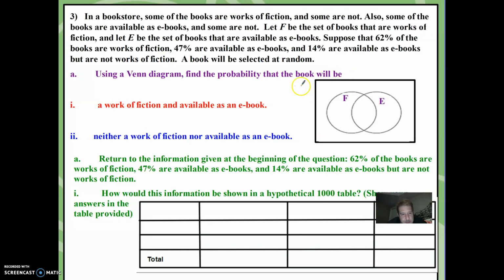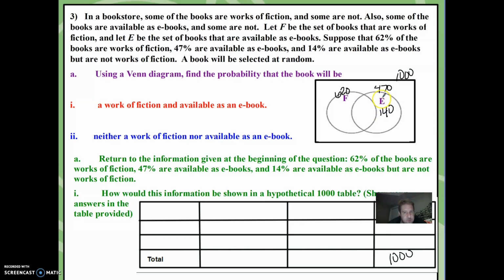Use the Venn diagram to find the probability. Let F represent the people who buy fiction, and E the people who buy ebooks. Suppose that 62% of the books are works of fiction. I'm going to make this out of 1,000, like we've been doing, a 1,000 table. And 62% would be 620 works of fiction. 470 are ebooks, and 14% are available as ebooks but not works of fiction. So that would be 14%, which is 140 right there.